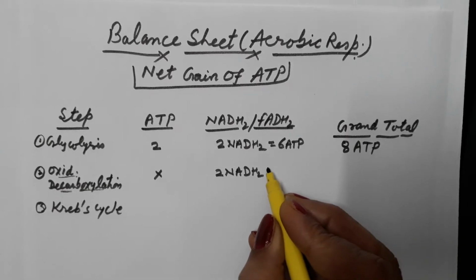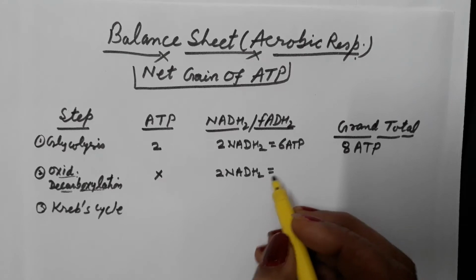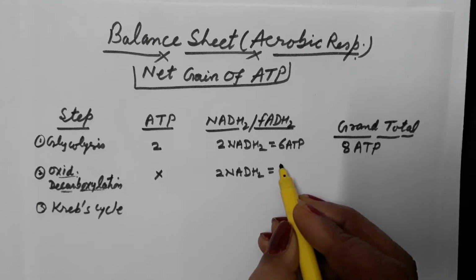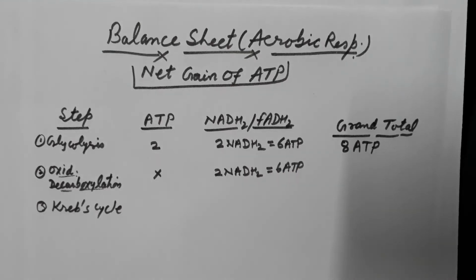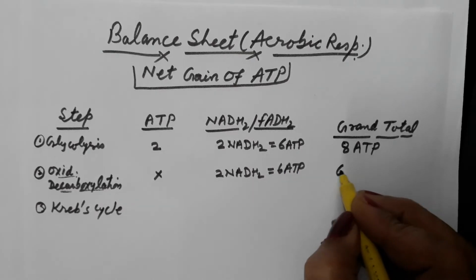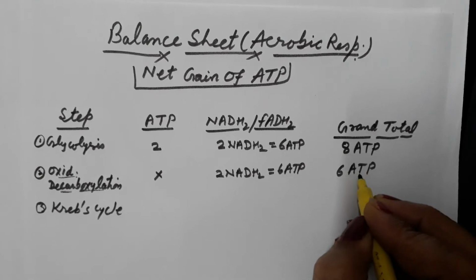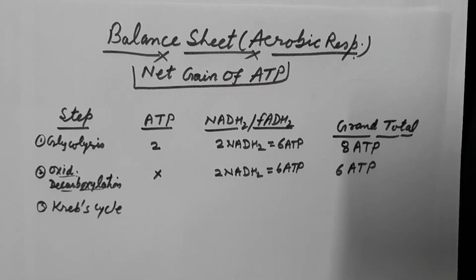1 NADH2 produces 3 ATP. So 2 NADH2 will give rise to 6 ATP. So in this process there is a net gain of 6 ATP in oxidative decarboxylation.